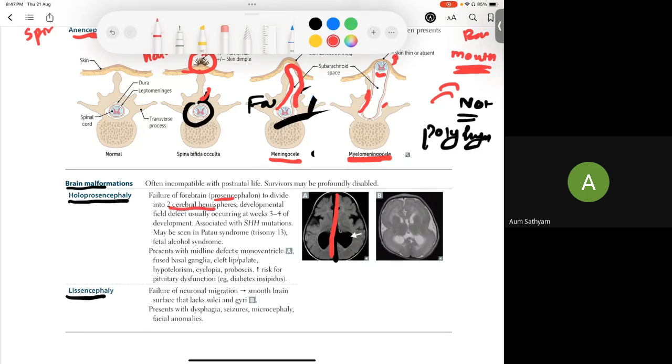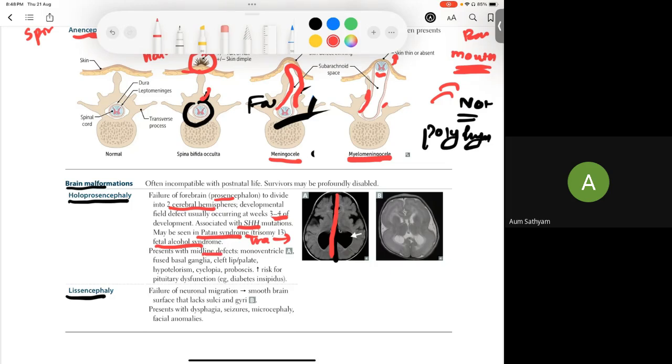The developmental defect is going to arise at the third and fourth week, seen associated with SHH mutation, that is sonic hedgehog, okay, associated with Patau syndrome and fetal alcohol syndrome, which we are going to discuss in detail in our trisomies, the Patau syndrome, and the fetal alcohol syndrome in the teratogen chapter, in our reproductive module, right? But here you should only remember that holoprosencephaly can be seen in Patau syndrome and fetal alcohol syndrome, right?